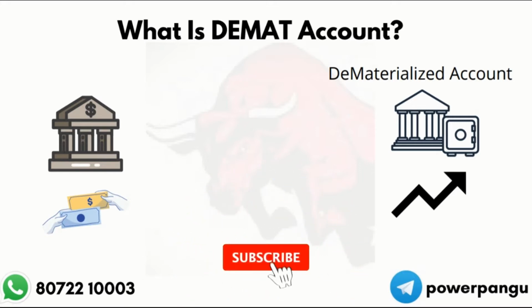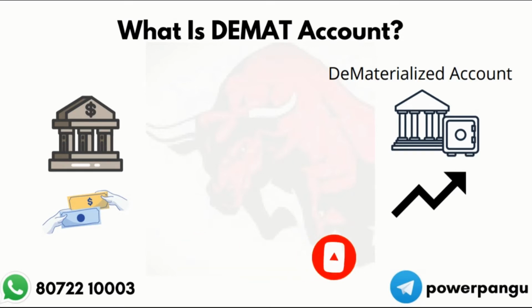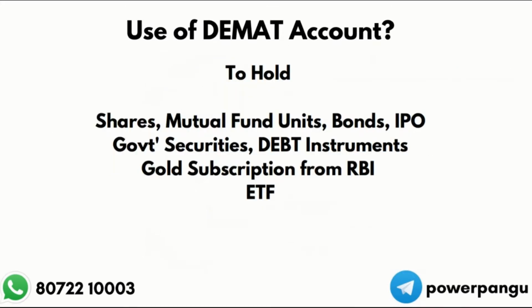Before seeing who holds our DEMAT account, let's understand what instruments the DEMAT account will hold. In a bank account we can only hold cash, but in a DEMAT account you can hold more than shares. So we'll see what those things are. The DEMAT account can be used to hold shares, mutual fund units that you are buying, government bonds or private bonds, and IPOs. Suppose a company comes to the primary market, we call it an IPO. You can apply for an IPO through your DEMAT account. Debt instruments, gold subscription from RBI, and exchange traded funds, everything can be held in a DEMAT account.